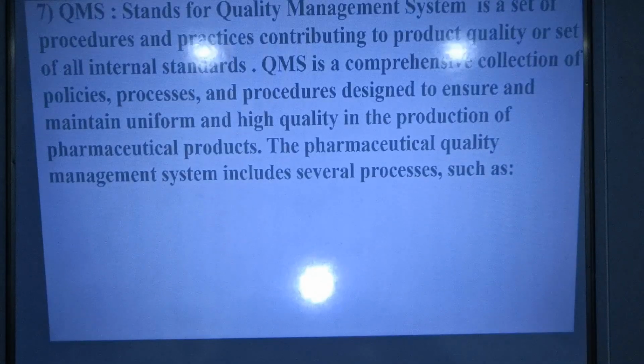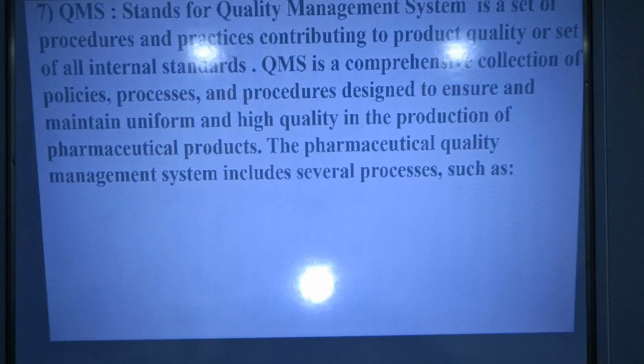Seventh key principle is QMS. This principle is very important in pharmaceutical because nowadays it is very tough to run pharmaceutical without this principle. Here QMS stands for Quality Management System. It is a set of procedures and practices contributing to product quality, or a set of all internal standards. QMS is a comprehensive collection of policies, processes and procedures designed to ensure and maintain uniform and high quality in the production of pharmaceutical products.